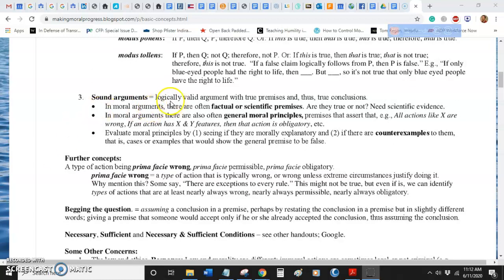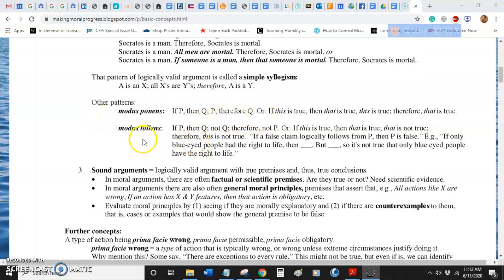All right, next concept is that of a sound argument. A sound argument is a logically valid argument with true premises. And since logically valid means if the premises are true, then the conclusion is true, if you have a valid argument with true premises, that would mean the conclusion is true.